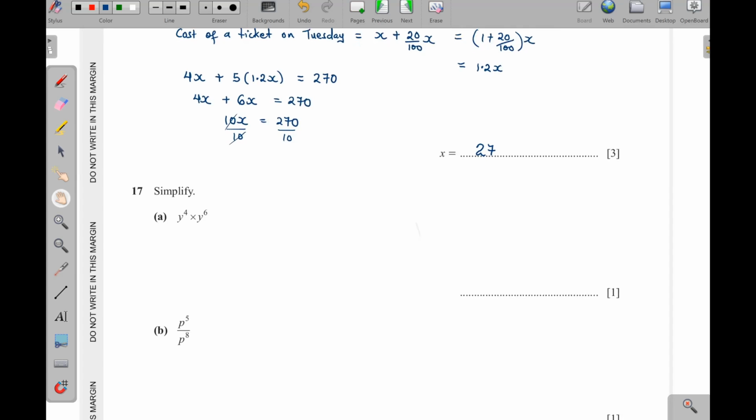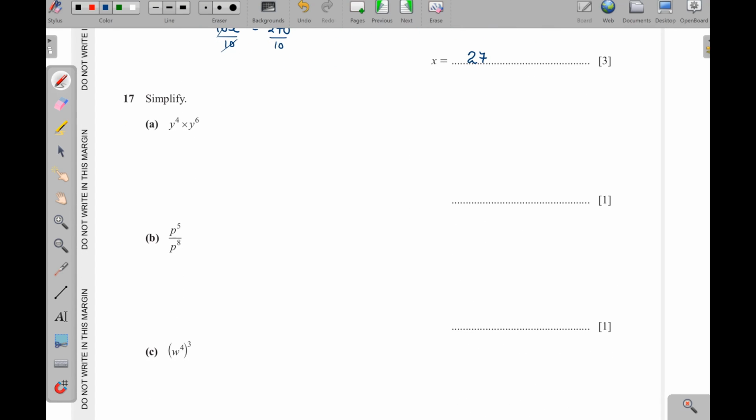Then question 17 is coming from indices, and part A they are saying we are supposed to simplify y power 4 times y power 6. So here we shall have y, then 4 plus 6. If we are multiplying the same bases, then we add the powers. So this will be y to the power of 10. And then here we are dividing same bases, so we subtract the powers. We shall have p, and then we say 5 minus 8, and that will be p to the power of minus 3. Or you can write 1 over p to the power of 3. Positive down here. When this one goes down, the power is positive.